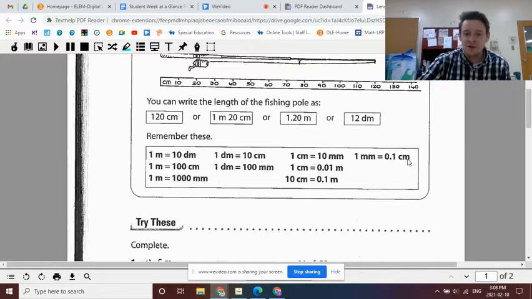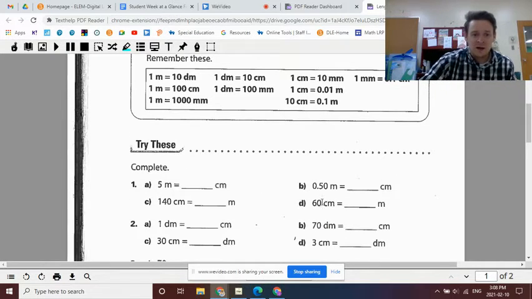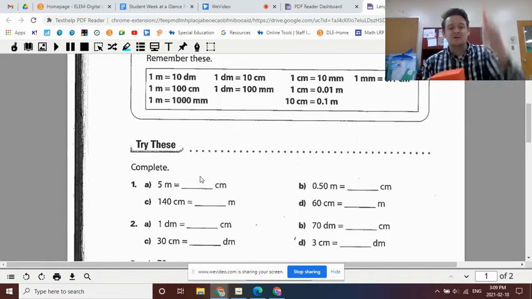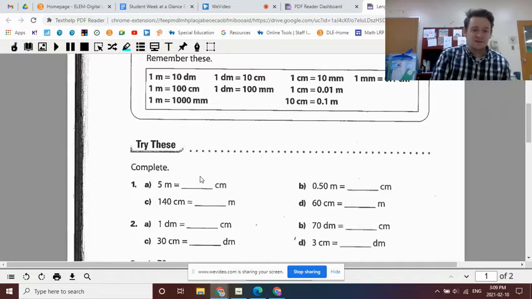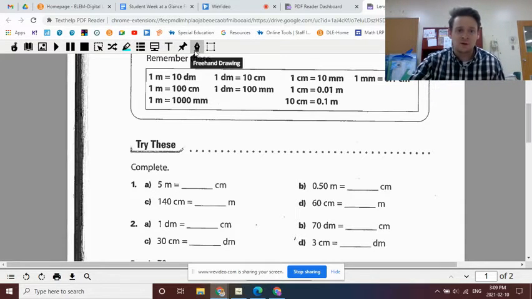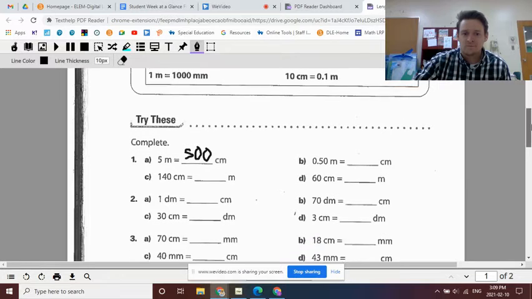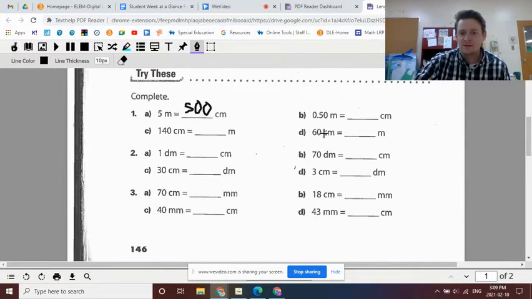You can look at some of the other comparisons here. So now it just wants us to make some conversions. If 1 meter has 100 centimeters, then 5 meters would have 500 centimeters. And that's what you would be looking to write for your first answer. You just get a lot of practice making these conversions.